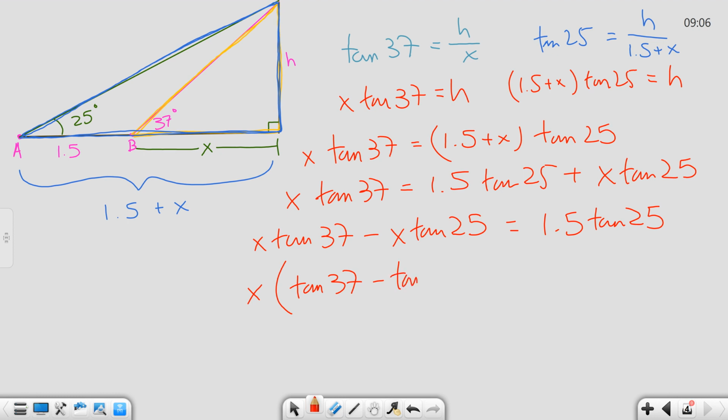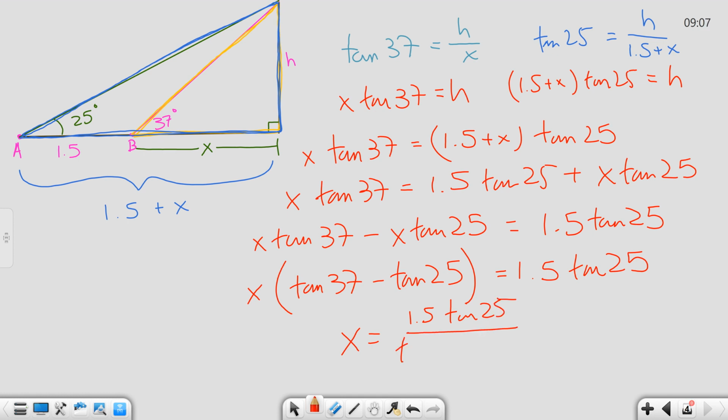Anybody crying yet? Yes? It's okay. Tissues are over there. And last but not least, divide. What's the answer? Okay, type that into your calculator and tell me what you get. Be careful with parentheses.